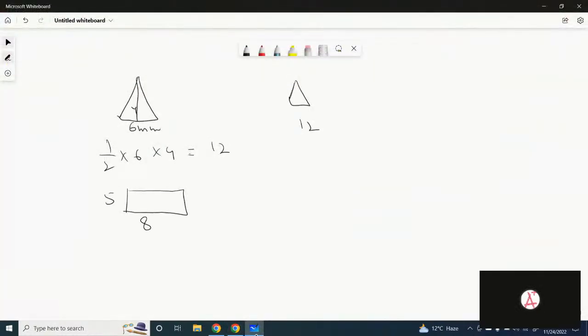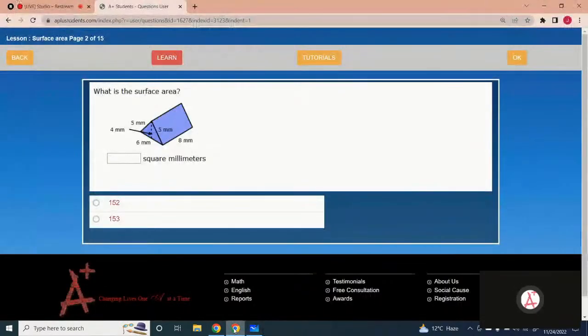8 and 5. You have to do length times width. It's a rectangle. It is 40. You have the same face on the other side. It would be 5 and 8. So it has the 40. Just now, just find the area of the base.